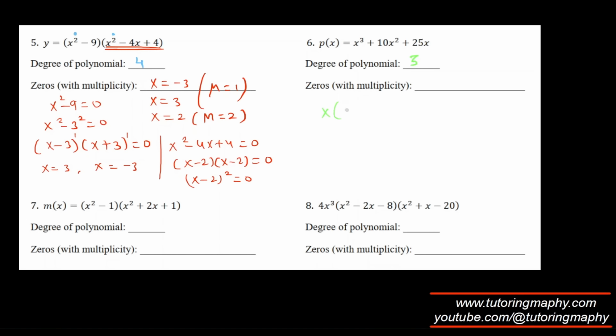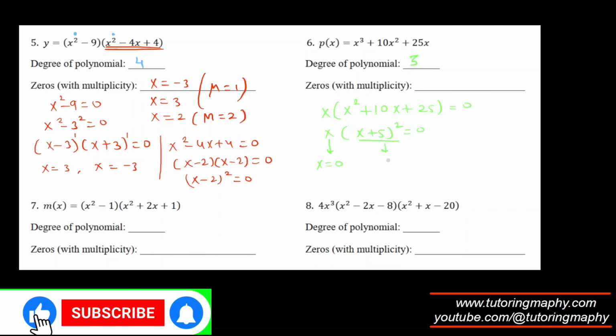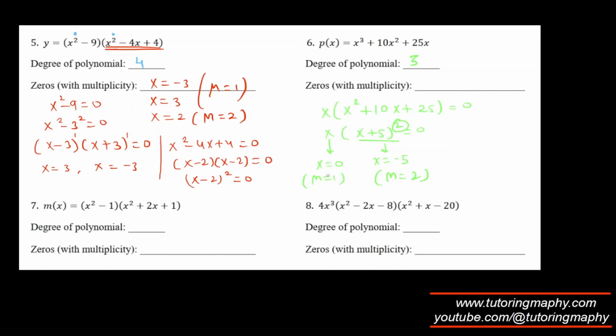For zeros, we need to factorize this as much as possible. So I think I can take x as a common factor. So I'm left with x squared plus 10x plus 25. This is again a perfect square, x plus 5 whole squared. So if we want to find zeros of this, either this should be 0, so that will give me x as 0 with a multiplicity of 1, or this should be 0, which will give me x as negative 5 with a multiplicity of 2, because there's 2 right here.